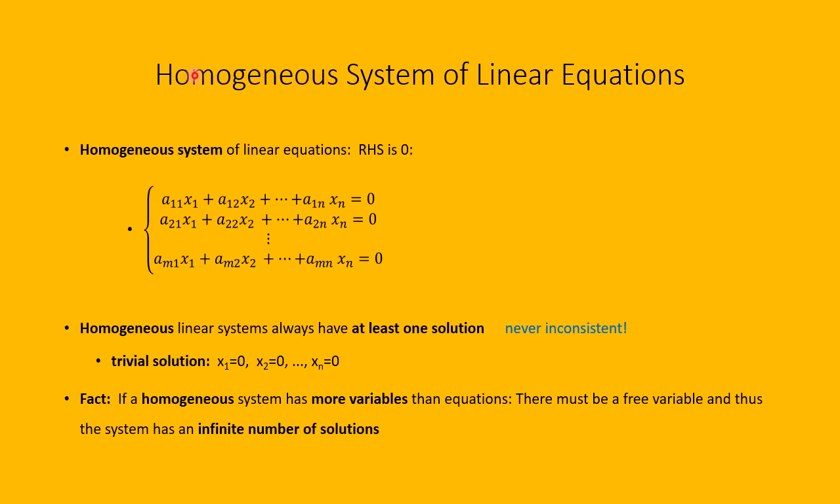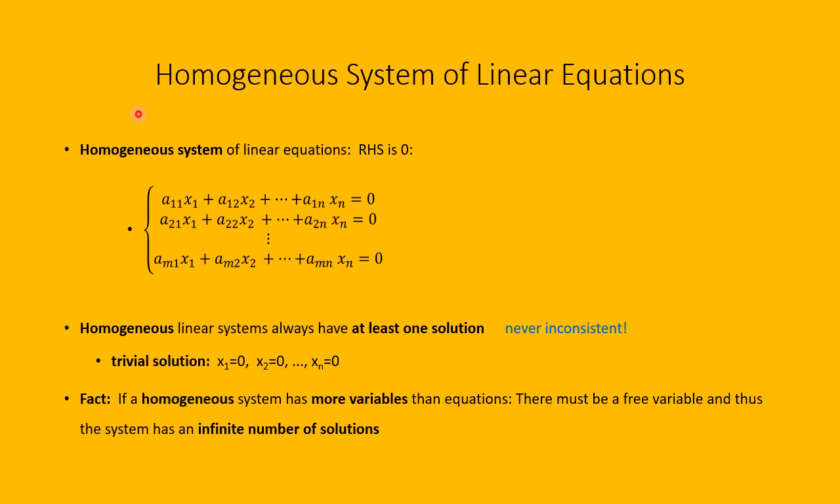Let's talk about a homogeneous system of linear equations. In a homogeneous system of linear equations, like the one down here, the right-hand side constants are all zeros, as we can see here. If we have some of these constants not being zero, then we would have what's called a non-homogeneous system. So some systems are homogeneous, some other systems could be non-homogeneous.